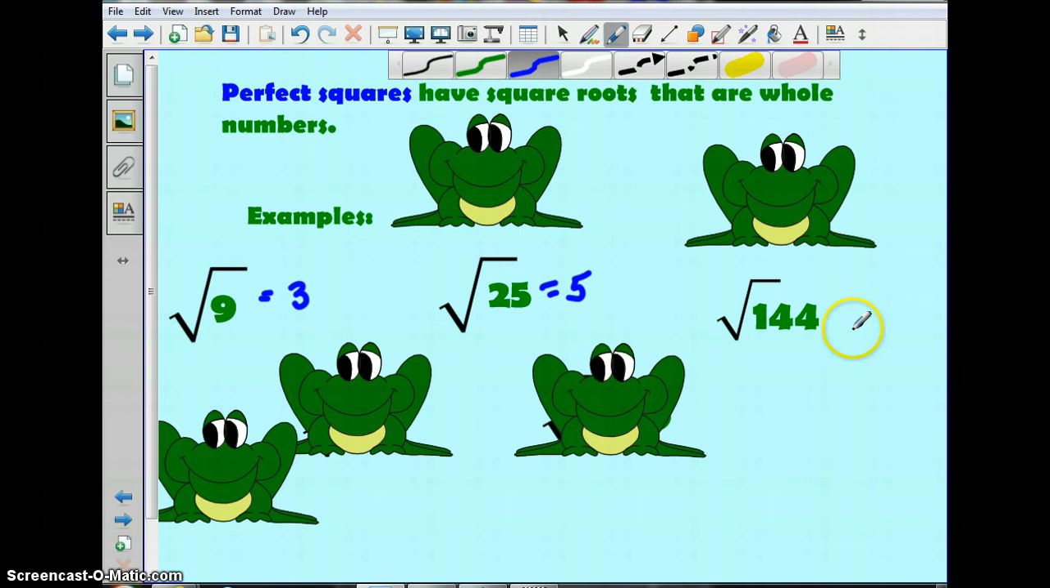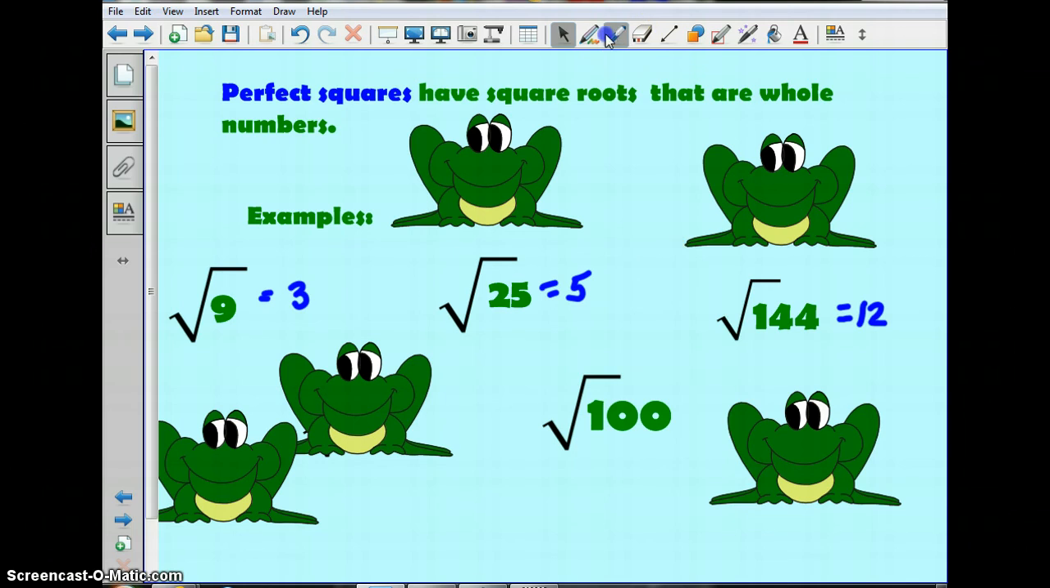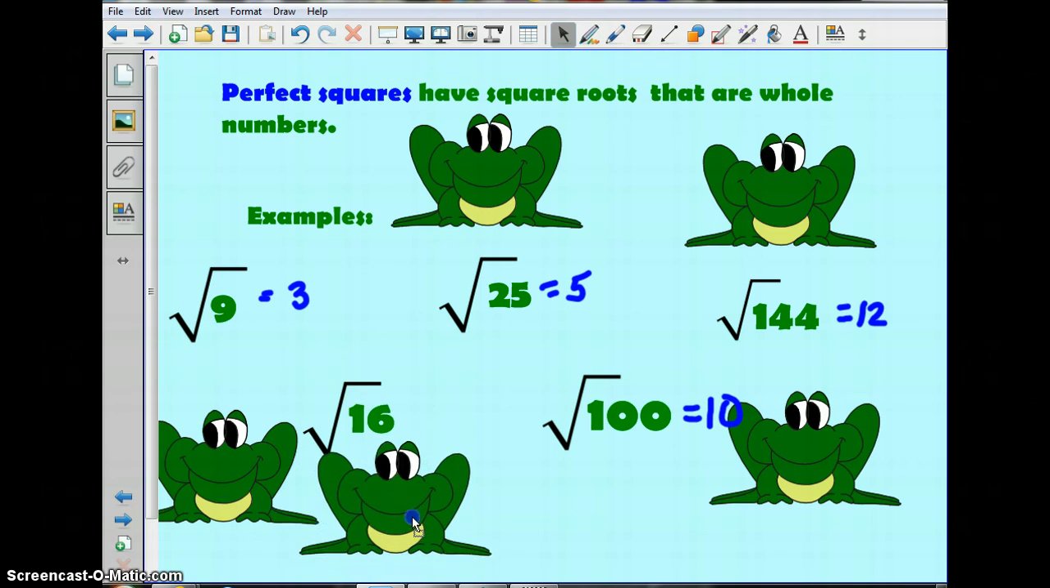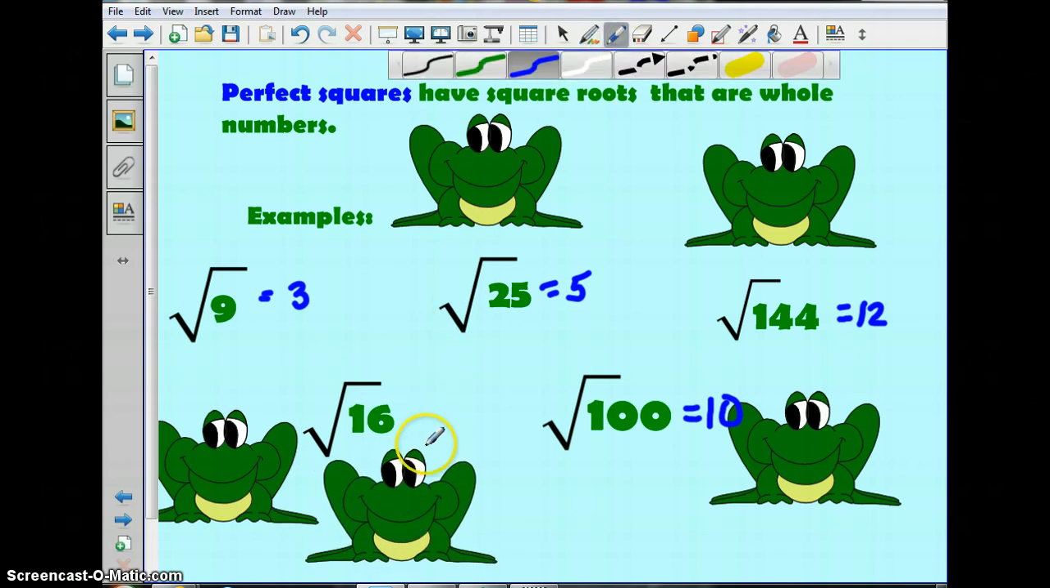What about the square root of 144? It's 12. What about the square root of 100? Right, it's 10. What about the square root of 16? It's 4. Very good. If you get time tonight, what I'd like you to do is Google the perfect squares and square roots. See if you can come up with a list of a whole bunch of them. I will give you one tomorrow, but if you can find one on your own, that would be great.